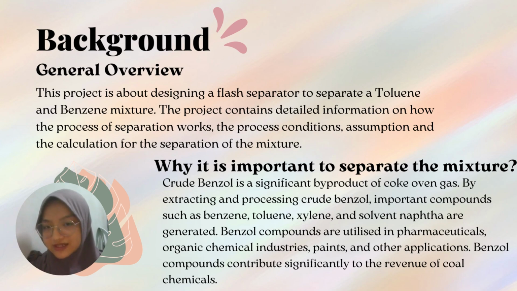So why is it important to separate the mixture? As you can see, our team got the mixture of toluene and benzene. Crude benzol is a significant byproduct of coke oven gas. By extracting and processing crude benzol, important compounds such as benzene, toluene, xylene, and solvent naphtha are generated. Benzol compounds are usually utilized in pharmaceutical and organic chemical industries, paints, and other applications.